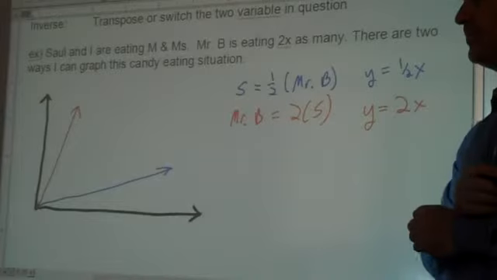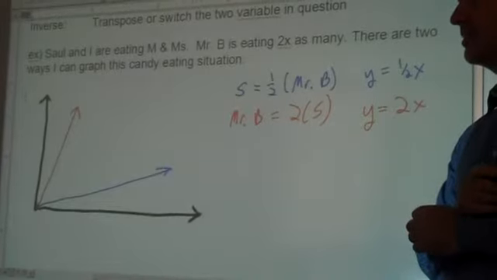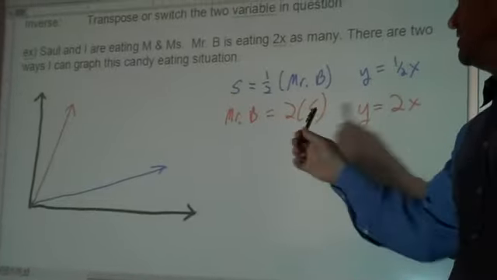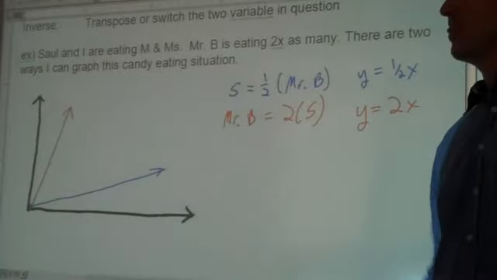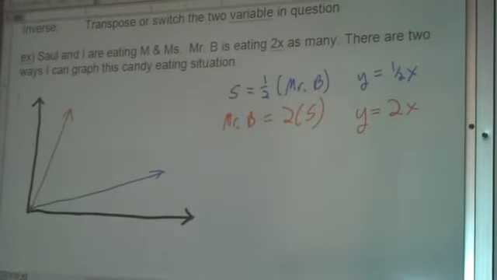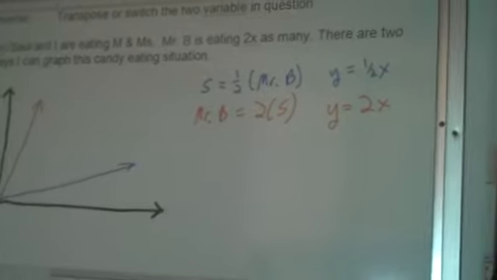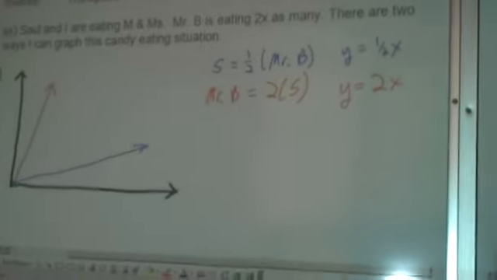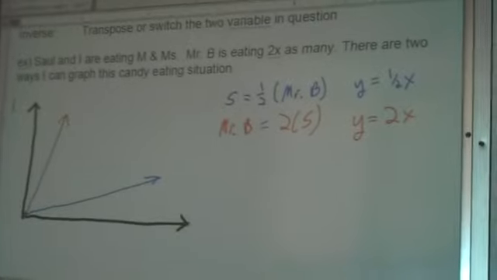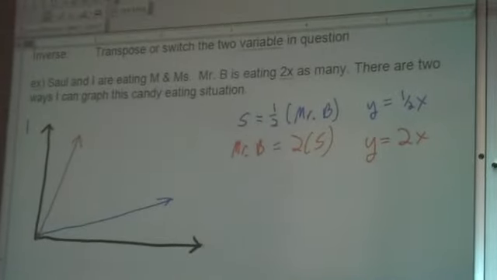Wait, so how many variables are there in this? Only 2. And so this happens. So you're switching. The red line is if you are the y-axis, and the blue line is if Saul is the y-axis. Correct. That's exactly right.